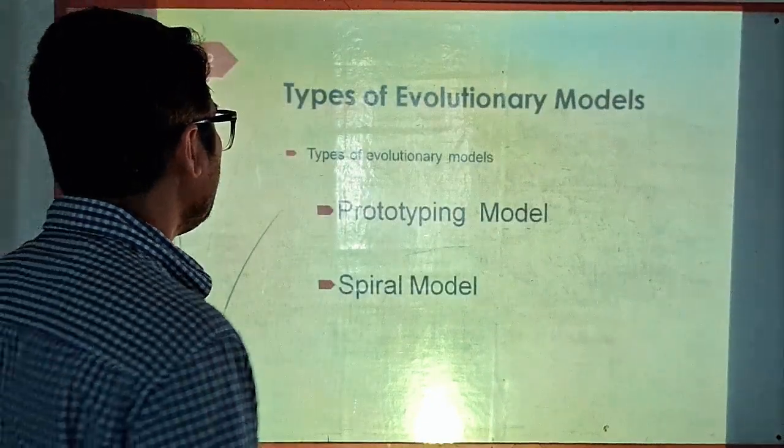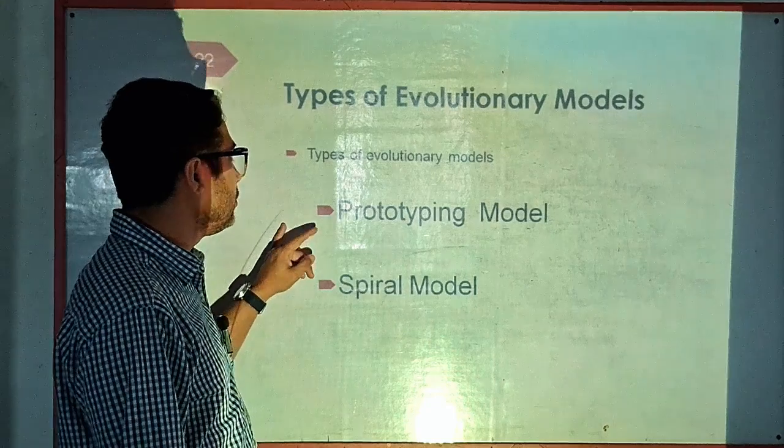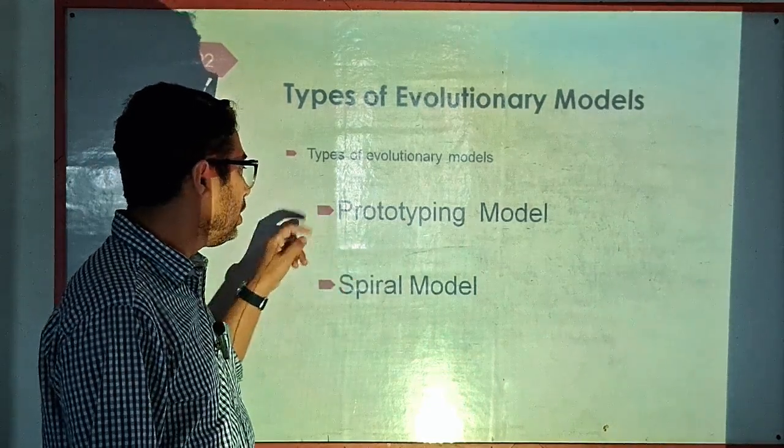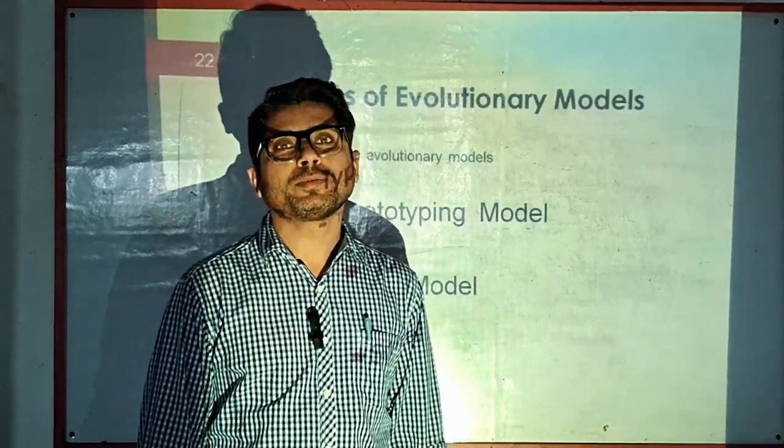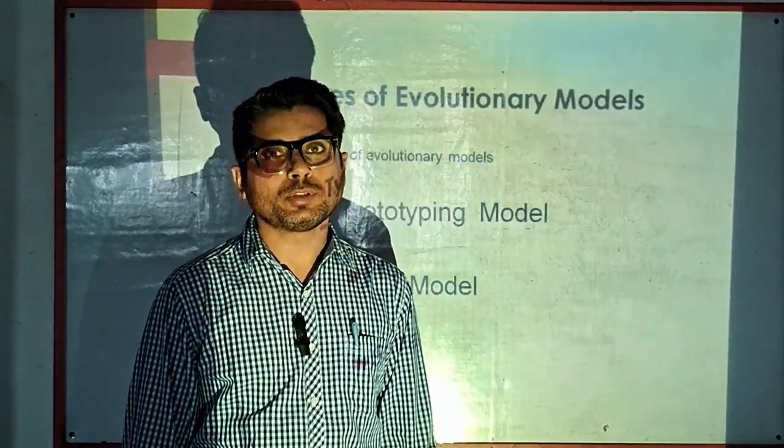So basically there are two types of evolutionary models: the prototyping model and the spiral model. So this was the basics of the evolutionary model. I hope you understood this topic.